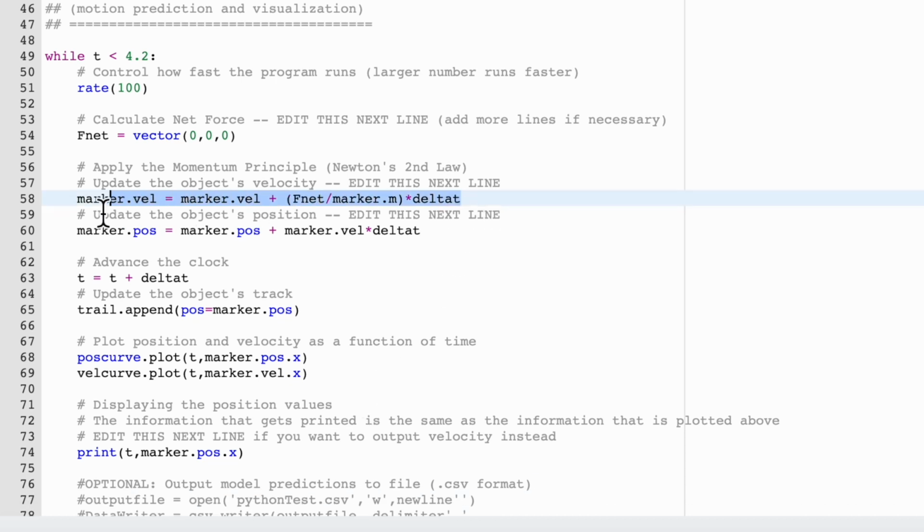The momentum principle states that the object's velocity is equal to the previous velocity plus the net force divided by the mass of the marker multiplied by delta t. And the object's position is equal to the previous position plus the average velocity times delta t. We see this in the code here, where I've highlighted the marker position update formula and the marker velocity update formula, which I derived from the momentum principle, which is also known as Newton's second law.